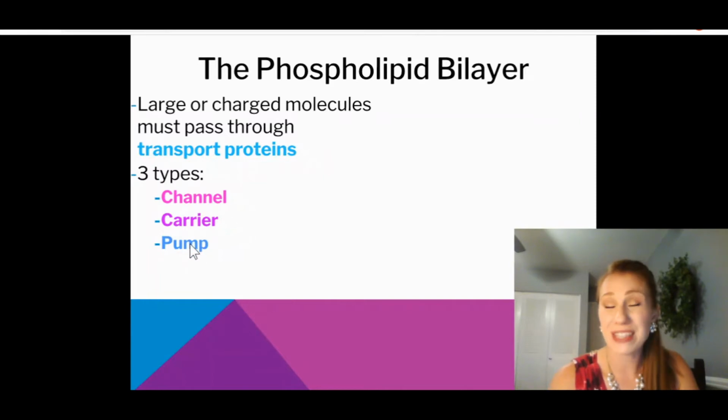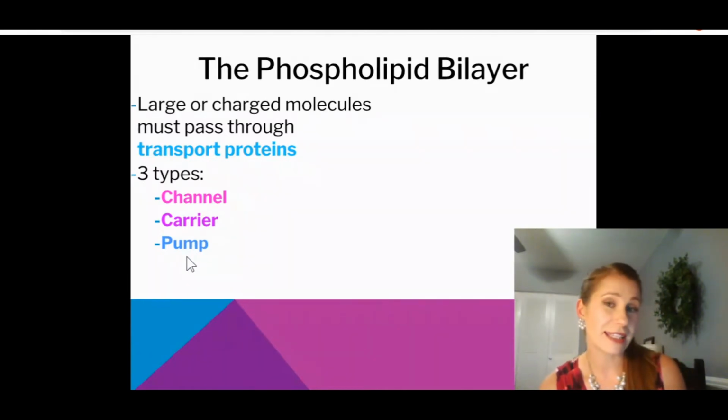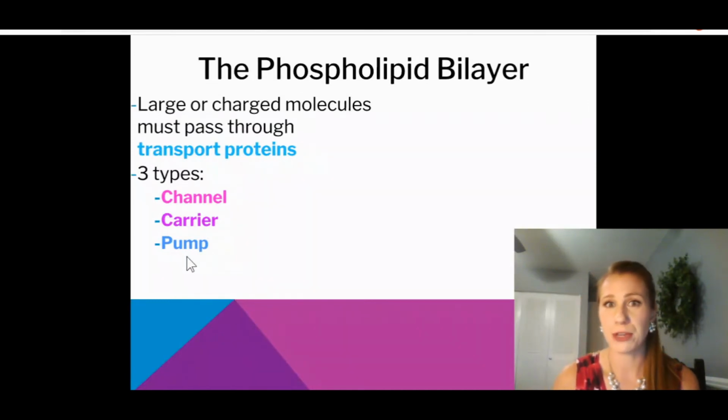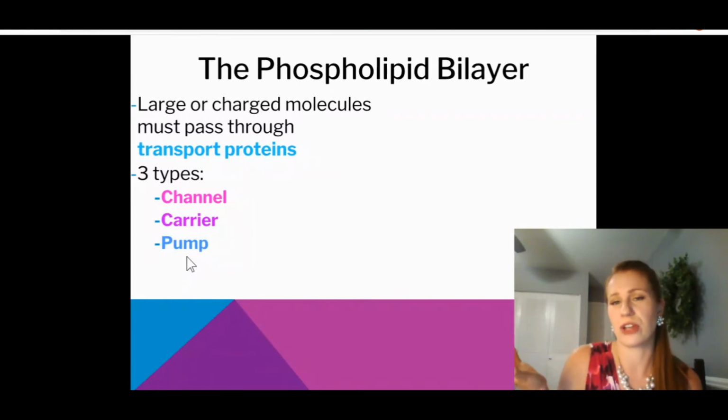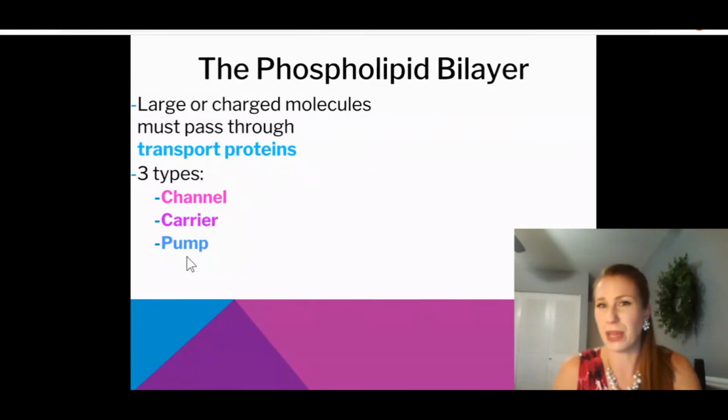The protein pump is the opposite. It is involved in active transport, and it requires ATP energy, and it moves molecules from where they are in low concentration to where they are in high concentration. So it's kind of like pushing something up a hill almost. You need a lot of energy to do that.